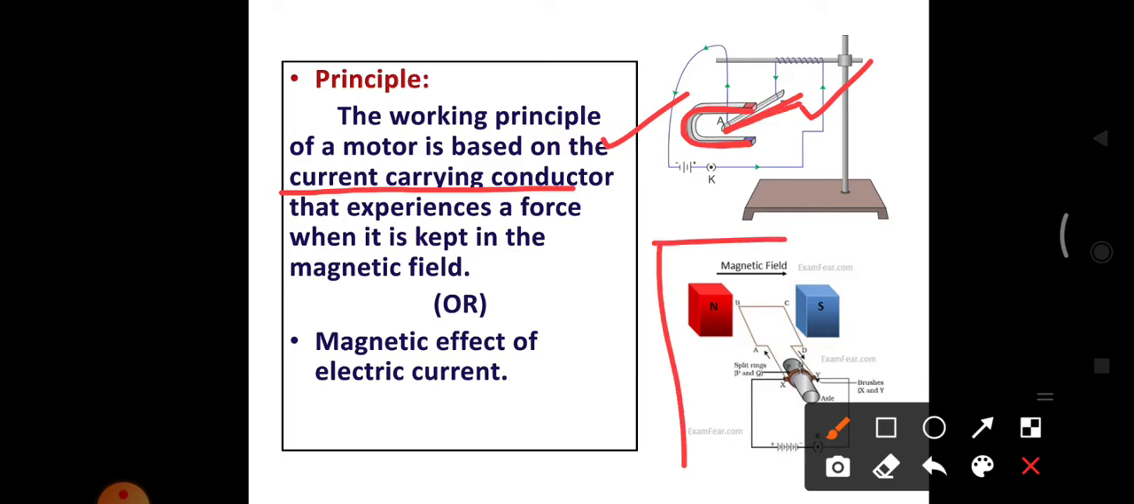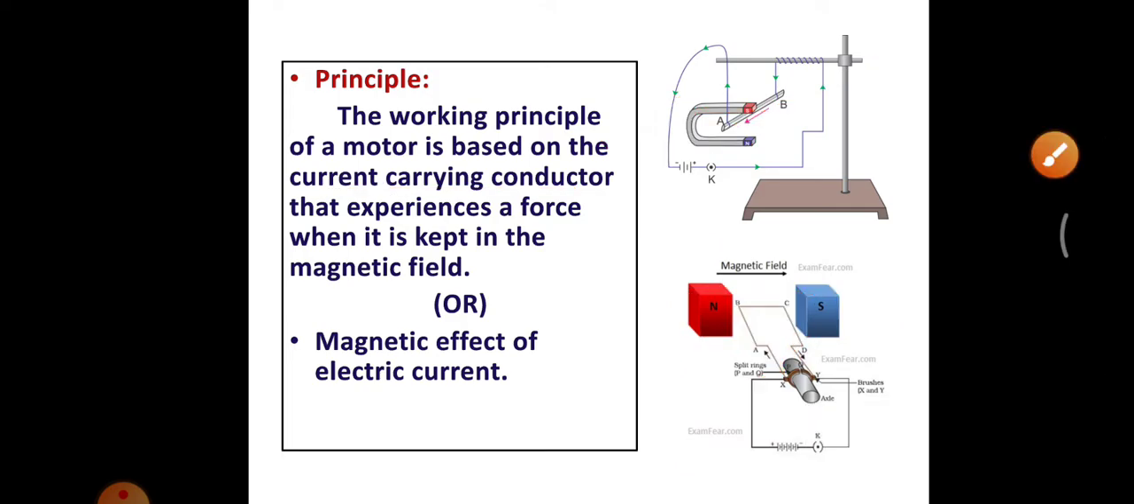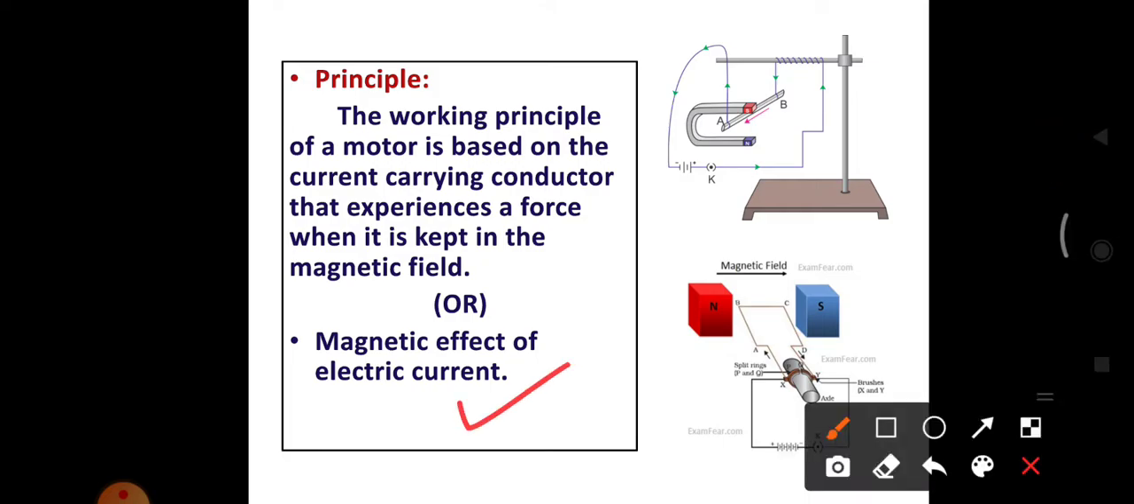See here, this is a construction of electric motor. This is a magnetic field and this is a current carrying conductor. The current carrying conductor is placed between the magnetic field. Due to that magnetic field, it experiences a force. Due to that force, this coil starts to rotate. That's why we say that the electric motor converts the electrical energy into mechanical energy. When we give the electrical current, this coil starts to rotate. The rotation is the mechanical energy. Otherwise, we can say that this is the magnetic effect of electric current.